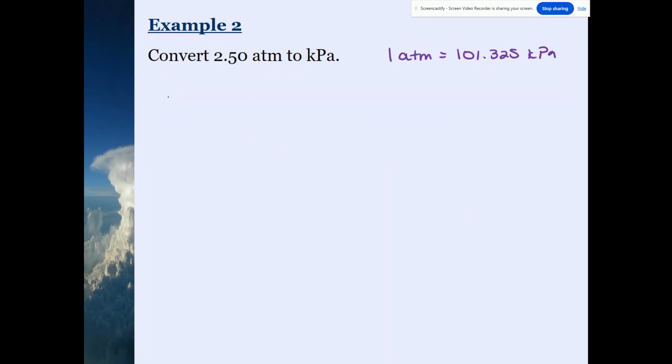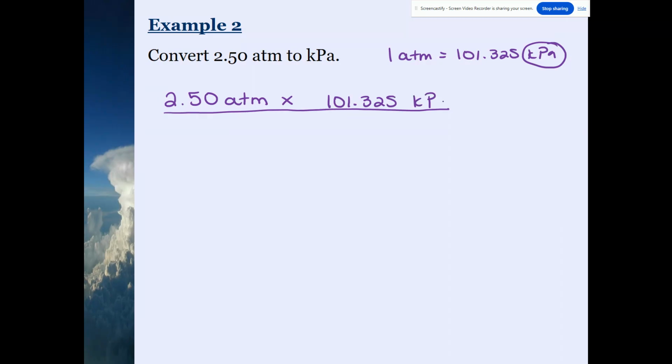So if I'm going to do the dimensional analysis again, I have 2.50 atmospheres. I'm going to multiply it by, I want kilopascals on the top, so I do the 101.325 kilopascals. Again, the kilopascals needs to be on the top because that's what we're solving for. Whatever we're solving for needs to go on the top. And then the other one, the 1 atmosphere, also needs to go on the bottom because my atmospheres need to cancel, so I'm left with kilopascals.